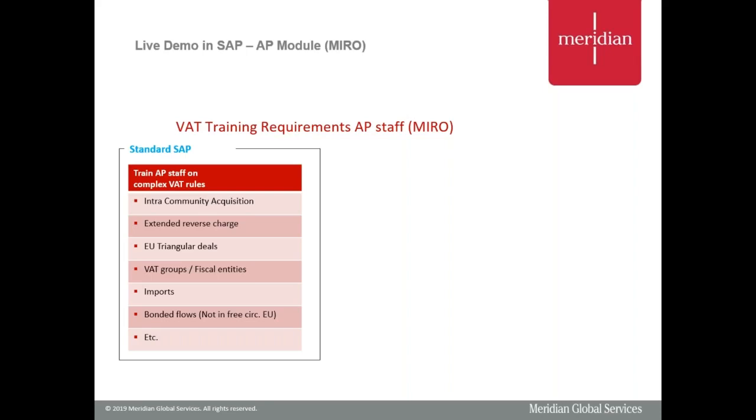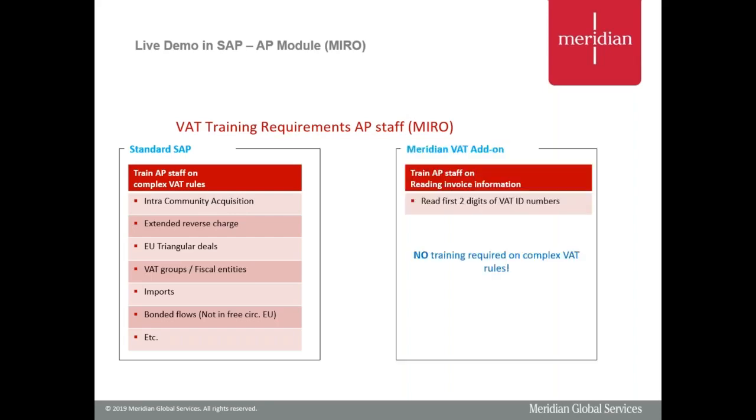If we think about these complex flows like intra-community acquisition, extended reverse charge, etc., we know that the invoice will look very similar because there'll be 0% VAT on it. So what areas of the invoice can AP processors use to determine what the correct tax code should be? Within the Meridian VAT add-on, when activated, the Miro solution means that your AP processors only need to read the first 2 digits of the 2 VAT ID numbers that are on the invoice, that of the seller and that of the buyer. It means there's no training required on any complex VAT rules.